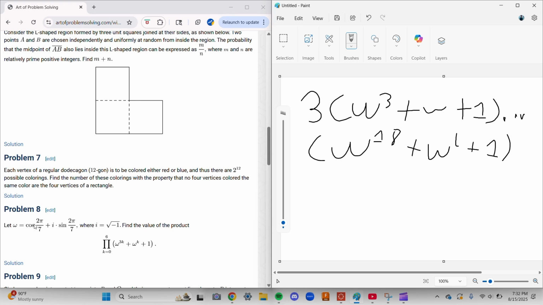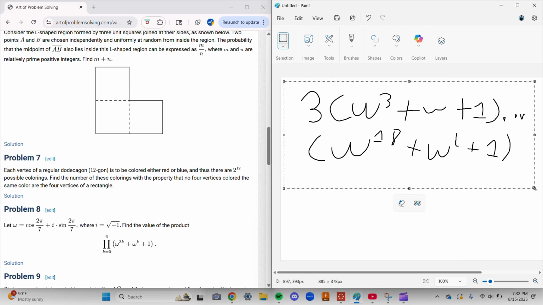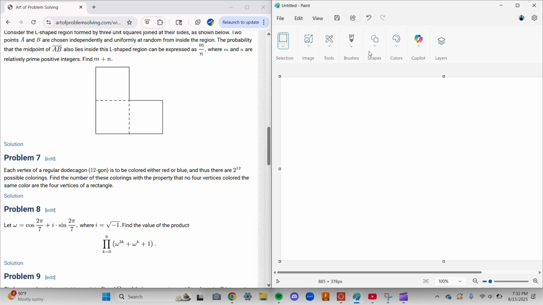Now, it looks pretty complicated, right? Because how are we supposed to deal with this cosine and sine stuff? And we can't really bash it out. That's going to take way too much time. Well, let's first relate this to Euler's formula maybe, because it's in the format of cosine plus i sine.